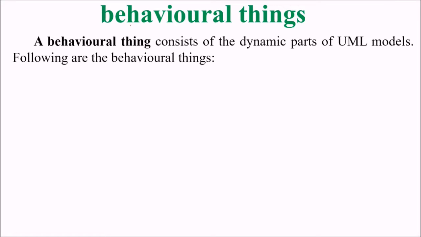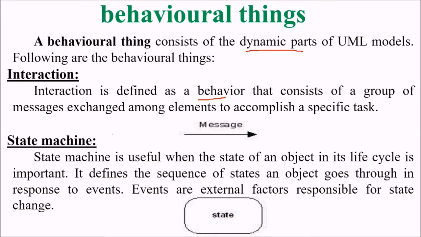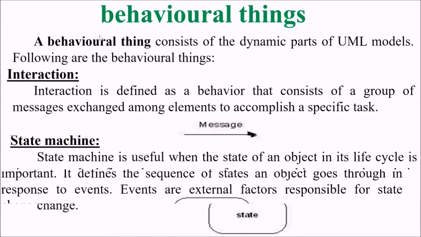Then behavioral things. This consists of dynamic parts. We have seen the static parts. These are the dynamic parts of UML models. What are the behavioral things? Interaction. Interaction is defined as the behavior that consists of a group of message exchanges among the elements to accomplish a specific task. The state machine is useful when the state of an object in its real life is important. It defines the sequence of states an object goes through and responds to events. So events are external factors responsible for state change. These events will result in the state change.